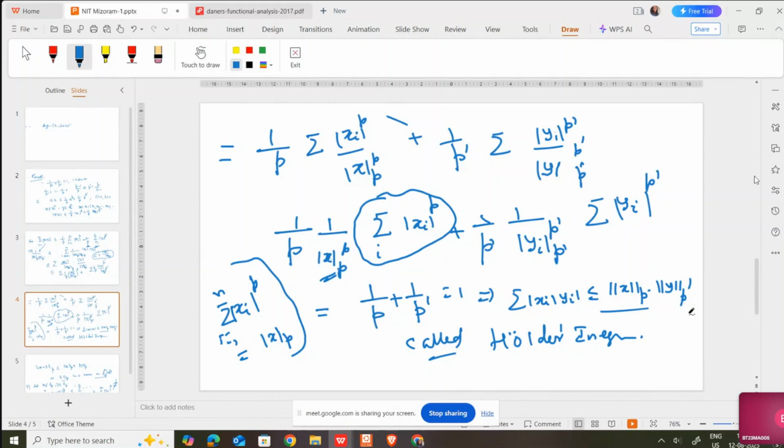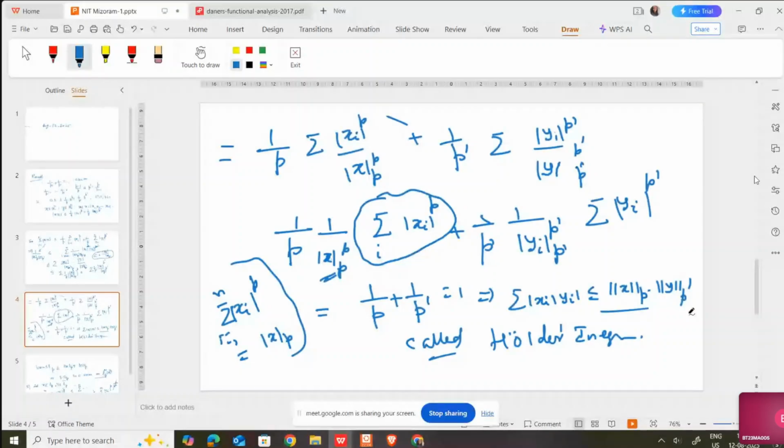Sir, basically the norm formula is, sir... I'm not saying it's a norm. I'm only using the word. We call it a norm, but actually we will show it's a norm. Just hold on for a while. I'll put it. Okay, sir.